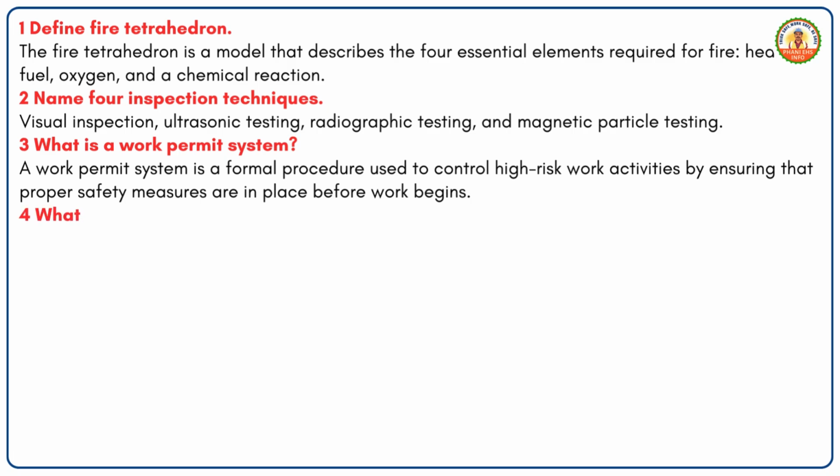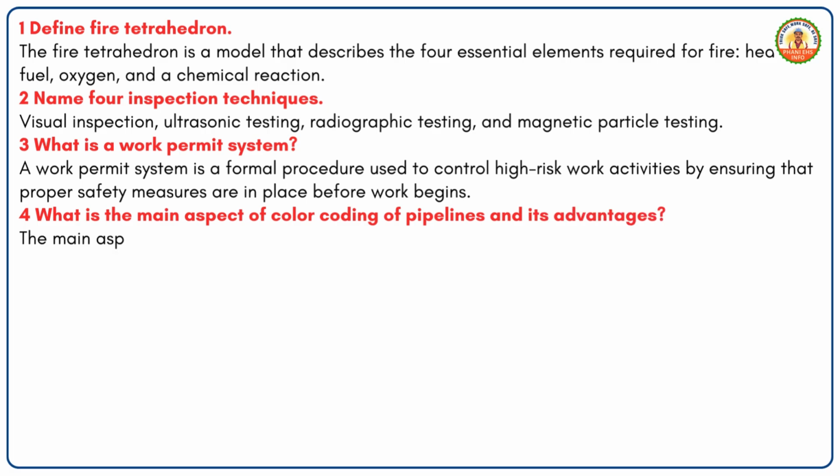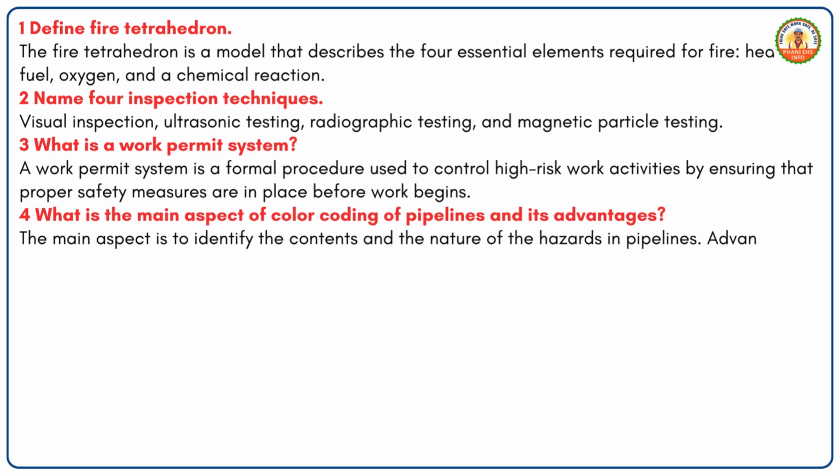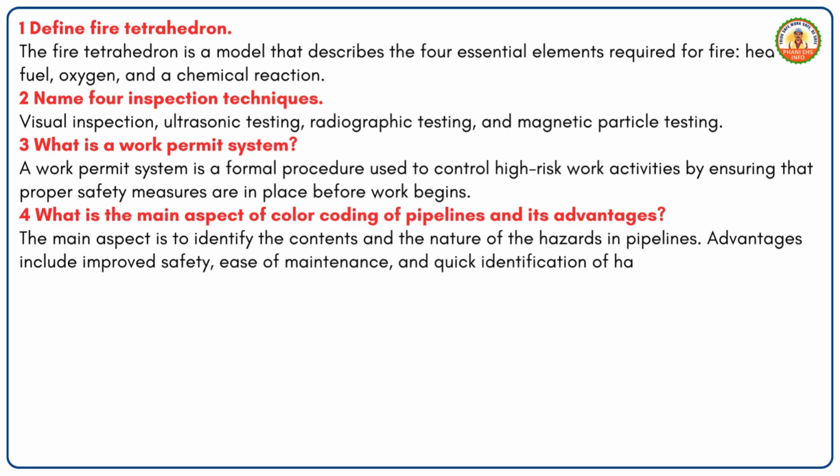4. What is the main aspect of color coding of pipelines and its advantages? The main aspect is to identify the contents and the nature of the hazards in pipelines. Advantages include improved safety, ease of maintenance, and quick identification of hazardous materials.